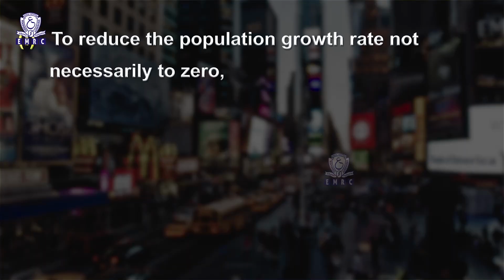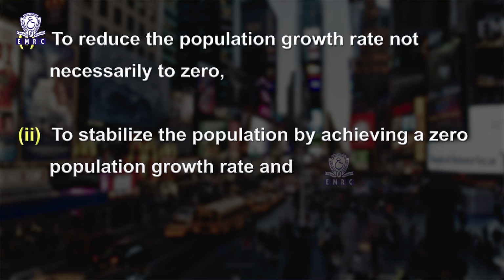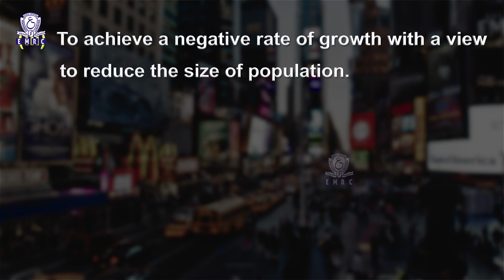The population policies of the different countries have been formulated to achieve either of the following objectives. 1. To reduce the population growth rate, not necessarily to 0. 2. To stabilize the population by achieving a 0 population growth rate. And 3. To achieve a negative rate of growth with a view to reduce the size of population.